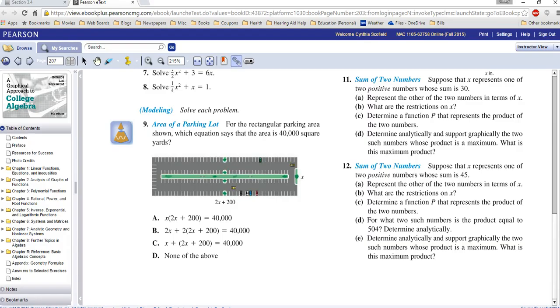First one, let's look at your book. This is found on page 207. This is number 12. It says, suppose that x represents one of two positive numbers whose sum is 45. Represent the other of the two numbers in terms of x. What are the restrictions on x? Determine a function p that represents the product of the two numbers. For what two such numbers is the product equal to 504? Determine analytically. And then determine analytically and support graphically the two such numbers whose product is a maximum. What is this maximum product?